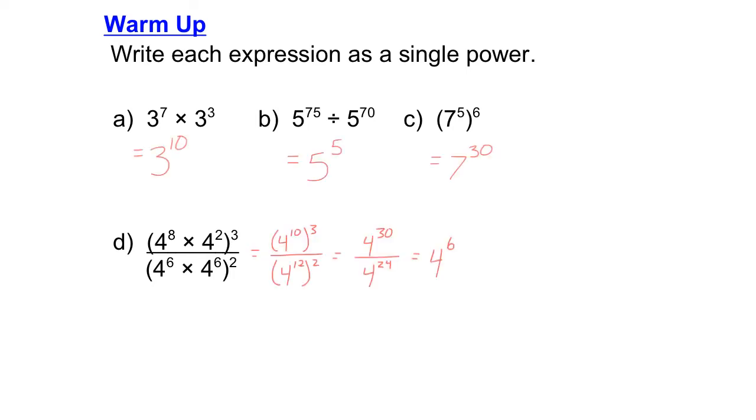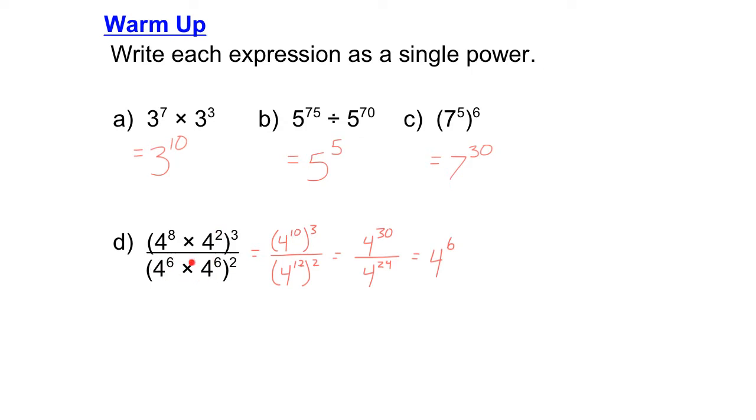Here you go. Multiplying powers with the same base, add the exponents. Dividing powers with the same base, subtract the exponents. Power of a power, multiply the exponents. Here we've got a combination. We're multiplying powers with the same base, so I'll add those first.